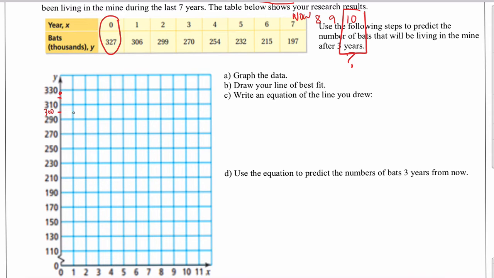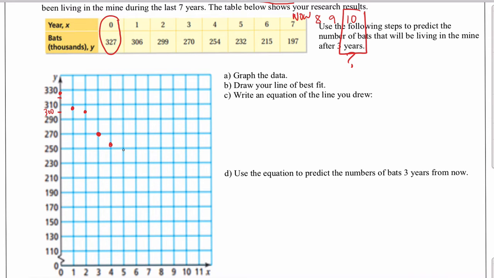So 306 should be almost 310. And then 299, that's almost 300, so that's just about here. Year 3 is 270, that's exactly on this line, so that's a nice easy point to graph. Year 4 is 254, 260 is here, so 254 is about here.